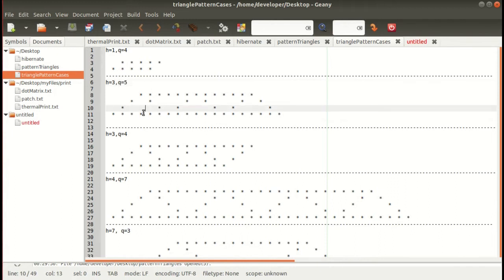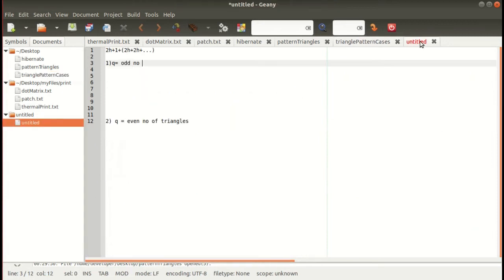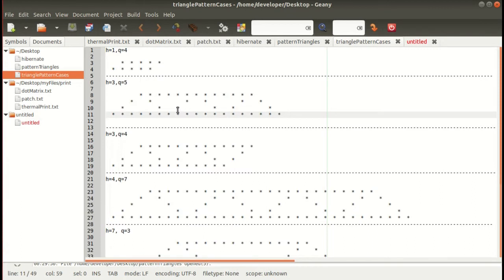Why q by 2 plus 1 number of times? Because the number of stars in the baseline is equal to the total number of stars in all the triangles which are in the correct way, right? Is it making any sense? The total number of stars of all the triangles which are in the correct way, that's what we are finding here. So you have to repeat it.